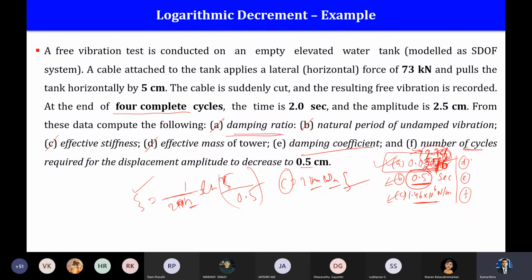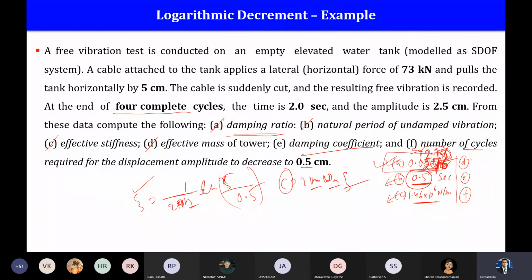So I am repeating again. You will be able to find the damping ratio, right? You find the logarithmic decrement as 1 by number of cycles, that is 1 by 4 here, into ln, the natural logarithm of 5 centimeters, which is the starting value, and now it is 2.5. So 5 by 2.5. From that you can find delta. Now you can find zeta, the damping ratio, as delta by 2 pi.